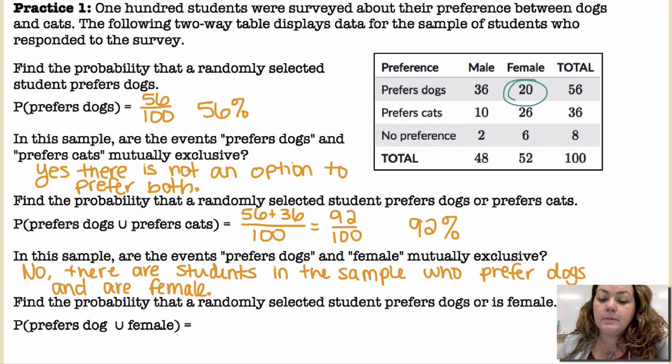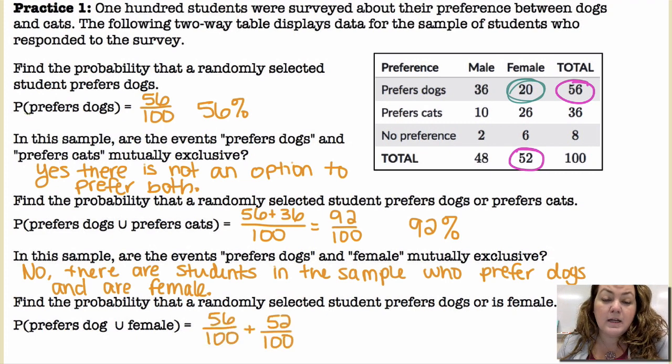Find the probability that a randomly selected student prefers dogs or is a female. All right, so this one's going to be a little bit different. So prefers dogs, I have 56. Female, I have 52, and then I have 20 that prefer dogs and are female. If I have 56 and 52, I'm going to get a number over 100, so that should be an indication that there's something wrong. 56 out of 100 plus 52 out of 100, well, that 20 that prefer dogs and are female, that's getting counted for both of those totals, so I have to subtract it out one time so that it's not doubly counted, and that gives me 88 out of 100, or 88%.